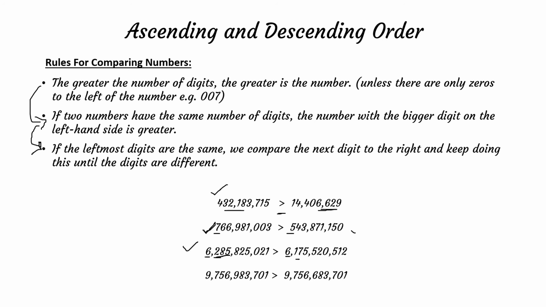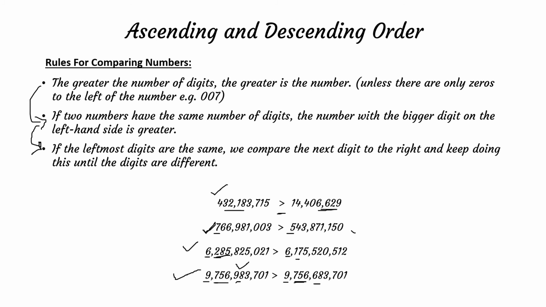Let's consider last example. In both numbers there are 10 digits. Look at the first digit, 9, 9. So that is equal. Look at the next one. Here it is 7. Here it is also 7. The next three digits are also same. 756, 756. So look at the next one. Here it is 9 and here it is 6. So 9 is greater. So this number is greater than this one. So this is how we compare large numbers according to these three rules.